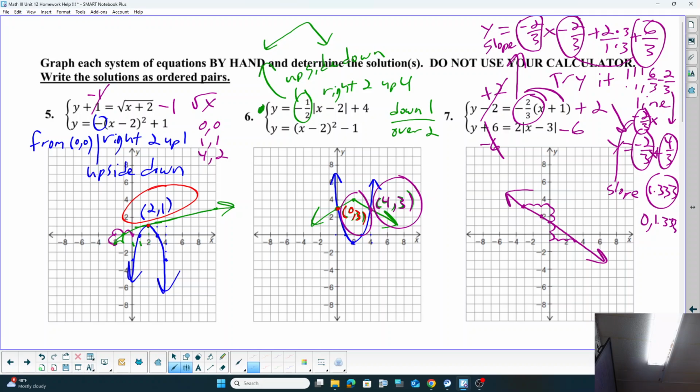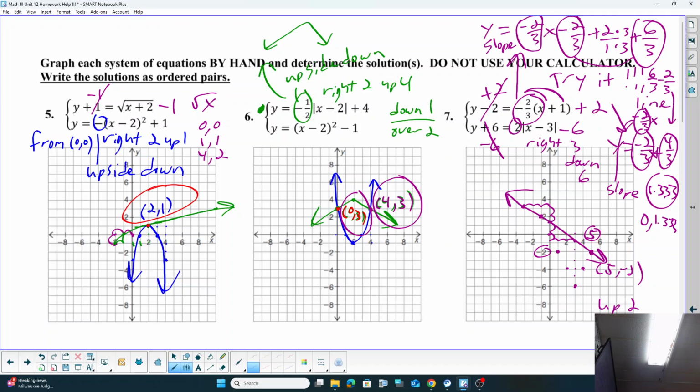So absolute value here, this is right 3 down 6. So we're going to go right 1, 2, 3, down 1, 2, 3, 4, 5, 6. And now that slope of 2 means up 2 over 1. So we're going to go up 2 over 1, up 2 over 1. We found the intersection at 5 and negative 2. So that's going to be over 5 down 2. And then up 2 over 1, up 2 over 1, up 2 over 1, up 2 over 1.